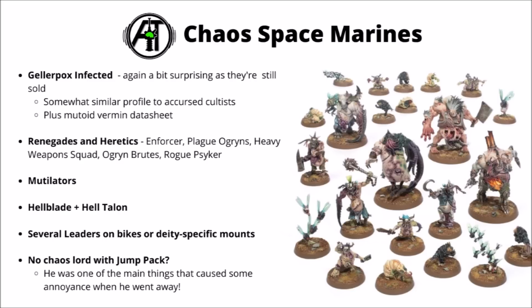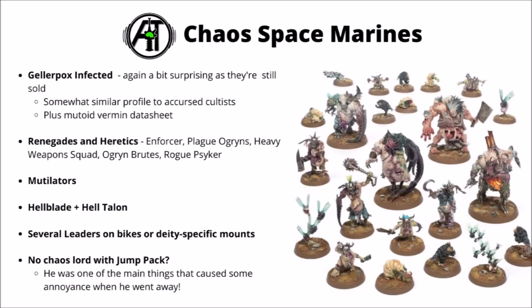Otherwise, the other half of the Renegades and Heretics units are here. There are datasheets for things like the Renegade Enforcer, the Plague Ogrins and the Ogrin Brutes, Renegade heavy weapon teams which are pretty similar to the standard Astra Militarum version now, and a Rogue Psycho who can attach to some of the different cultist units. Mutilators make their appearance here after they were cut from the previous Chaos Space Marine Codex without getting a Legends datasheet in 9th. Not exactly everyone's favourite models there though.